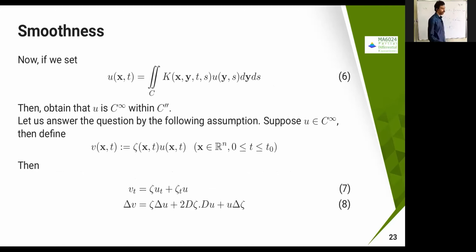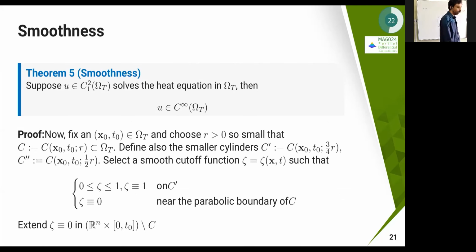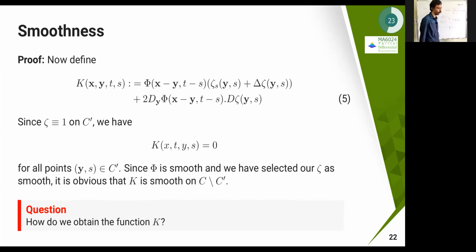Then you can claim that this is already infinitely differentiable. k is infinitely differentiable, therefore this is also going to be infinitely differentiable. Therefore, u is going to be a C infinity function within C double bar, within this small neighborhood.